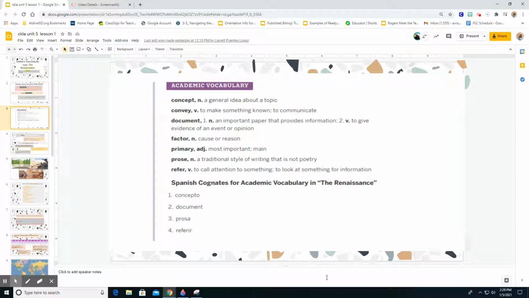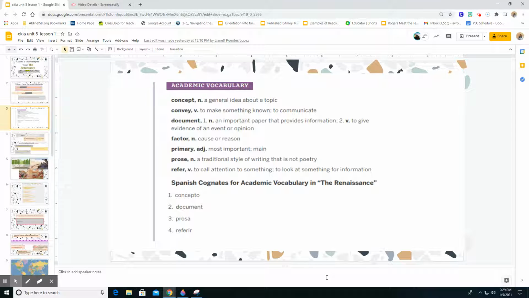Document also has another meaning, which is a verb, and it means to give evidence of an event or an opinion. So you can document the information that you read from maybe a book. So maybe after we read Unit 4, you're going to document your opinion on what we've learned in Unit 5, the unit that we're in.